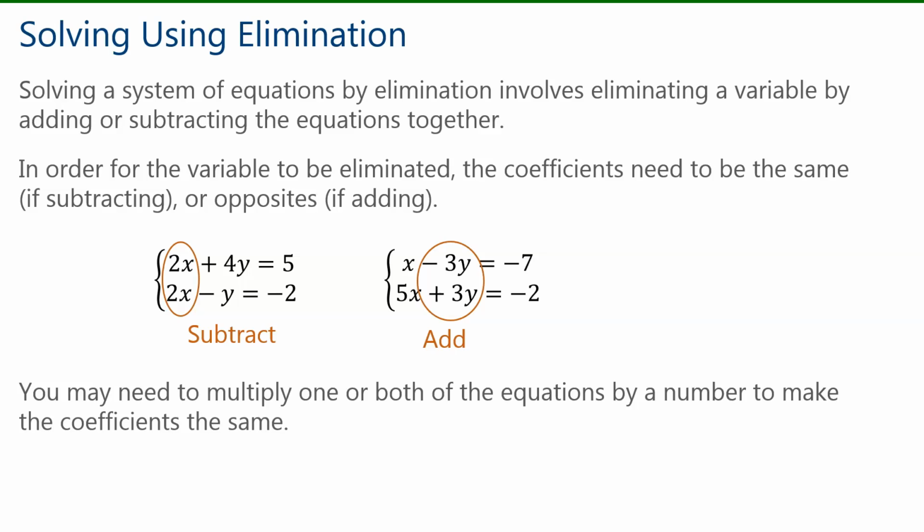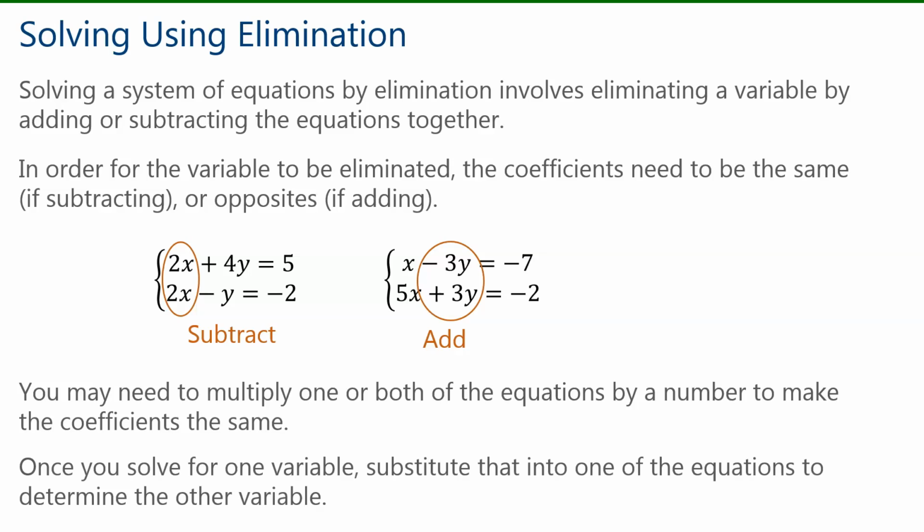Now if they don't have the same coefficient, then you may need to multiply one or both of the equations by a number to ensure that the coefficients are indeed the same. And then once you have solved for one variable, then you can just substitute this into one of the given equations to determine the other variable.